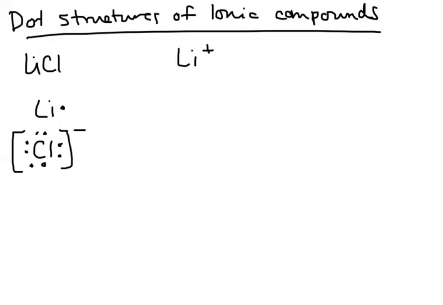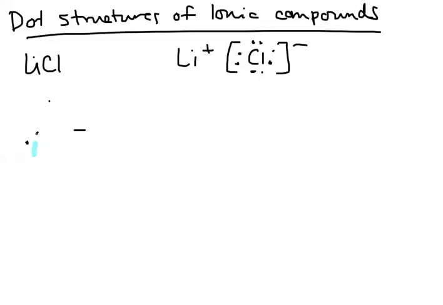So these two ions that have lost or gained electrons are going to be attracted to each other, because that's what ions do. Opposite charges attract. That is lithium chloride drawn out as a Lewis dot structure.